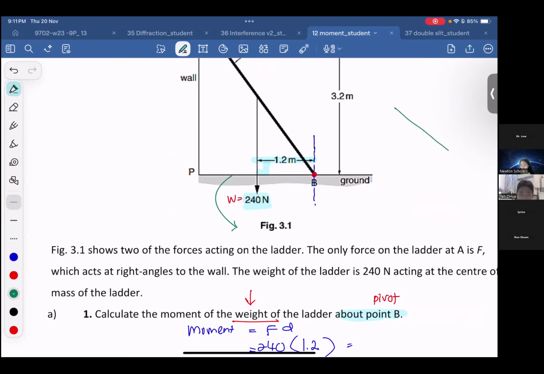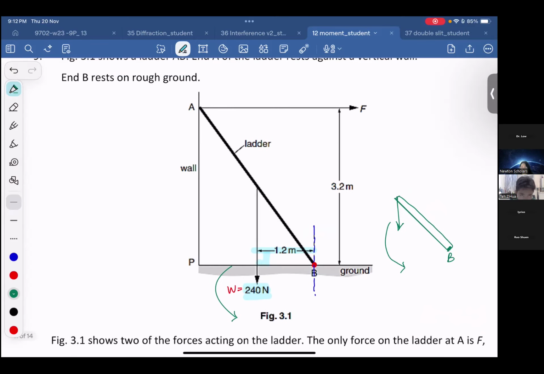Why anti-clockwise? Put your ruler like this, dear. This point B is a fixed point. Using your finger holding point B, the 240 Newton is pushing, so you push your ruler downward. How does it turn? It will turn in this direction. This is anti-clockwise. Okay, here there is another force called F.